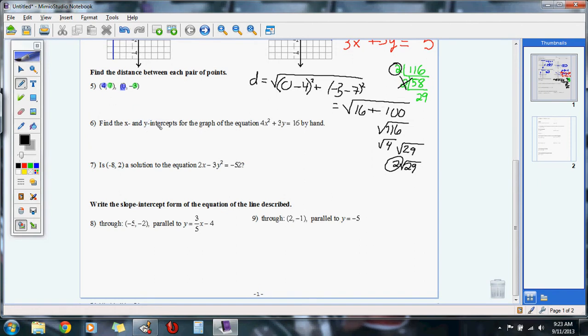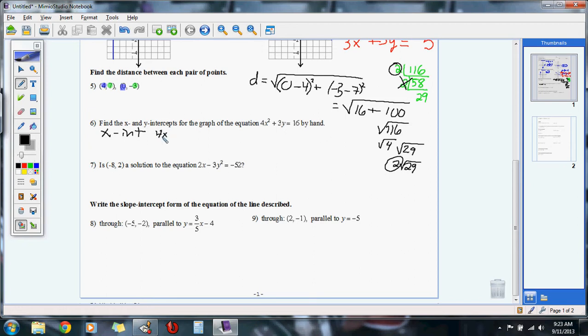Okay, find the x and y intercepts of this graph by hand. So what we're going to do is go in alphabetical order here, and I'm going to work with the x-intercepts first. We call this the cover-up method. The x-intercepts are the x values when y is 0. So basically this right here, we're not looking at. We put in a 0 for y, it covers up, and we're left with 4x squared equals 16.